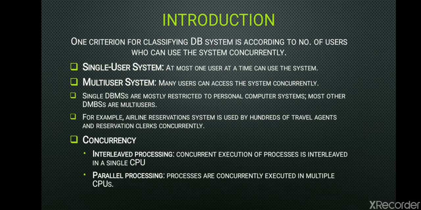So we specifically classify these in two types: the single-user system and the multi-user system. Single user represents a single user, that means only one user at a time can use the system, whereas in multi-user systems many users can access the same system concurrently. That means they can use it at any time, at any specific slots. There is more than one user who is actually using the resources and placing some orders, placing some transactions, or doing some task on the database.